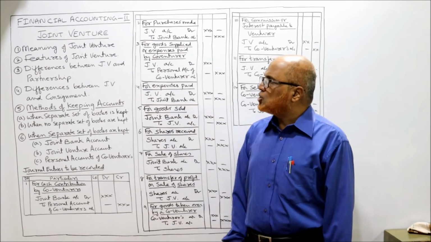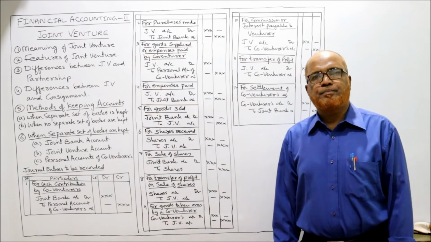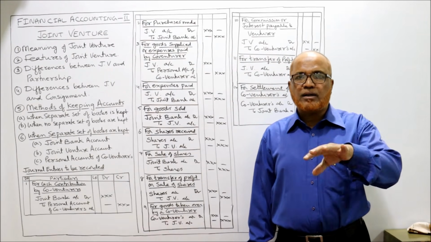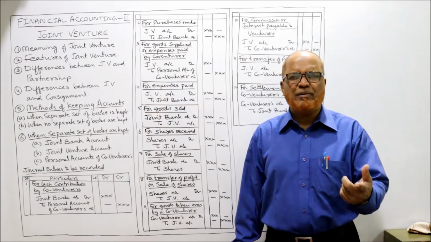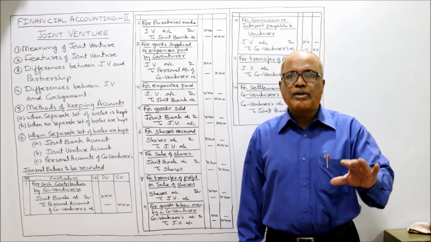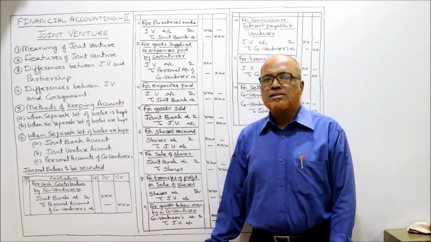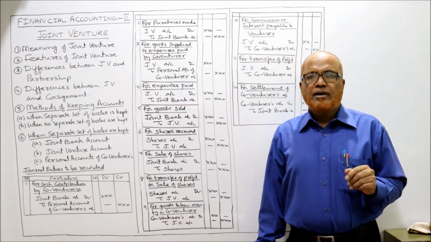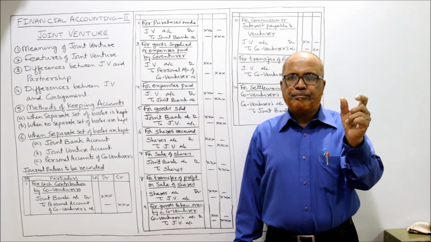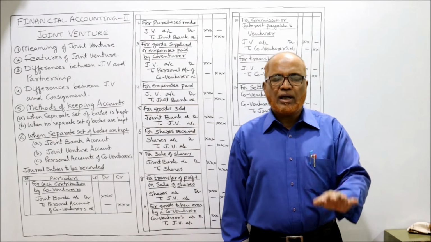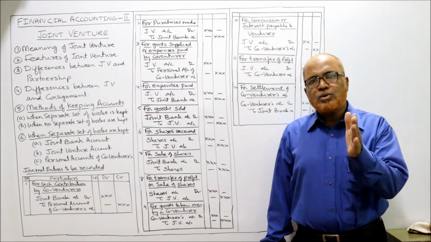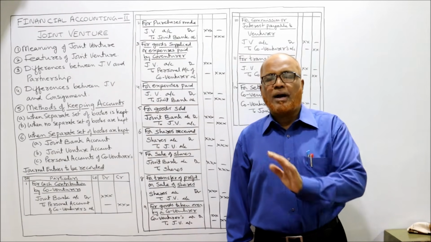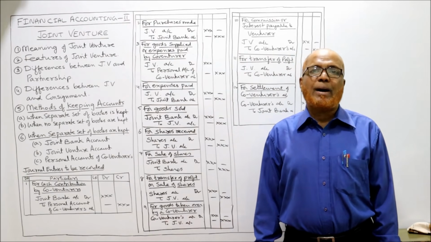Then differences between joint venture and partnership. See, we can say all joint ventures are partnerships, but all partnerships are not joint ventures, simply we can say, in a crude sense. But what are the differences? The first difference is a partnership will have a firm name. A joint venture will not have a firm name. The parties to a joint venture are called co-venturers, and the parties to a partnership are called partners.